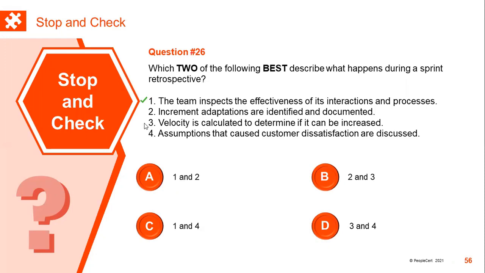Number 3, velocity is calculated to determine if it can be increased. That will be part of the sprint planning generally. Number 4, assumptions that cause customer dissatisfaction are discussed. In the sprint review, there may be feedback. And based on that, the assumptions may be discussed at the sprint retrospective. Therefore, the correct answer would be 1 and 4, which is option C.